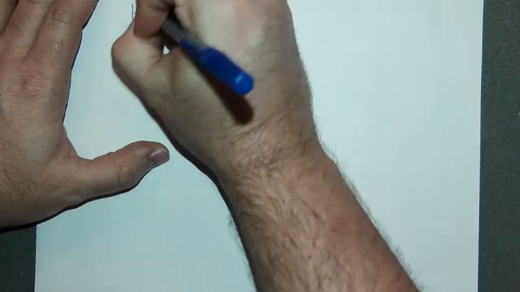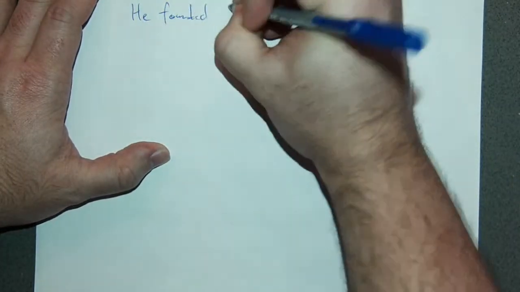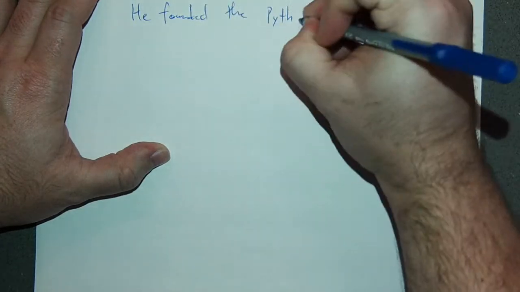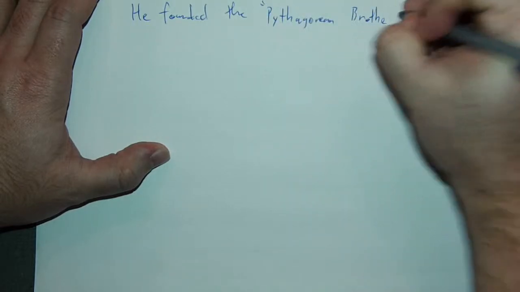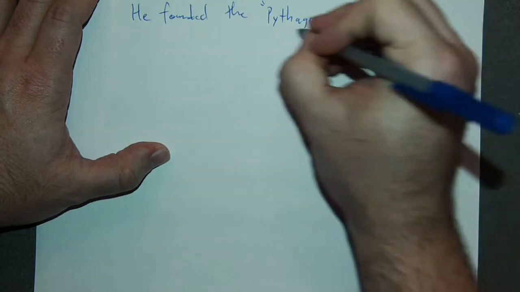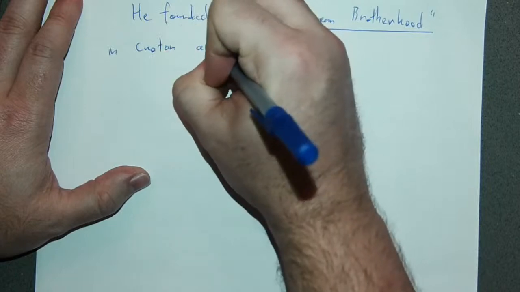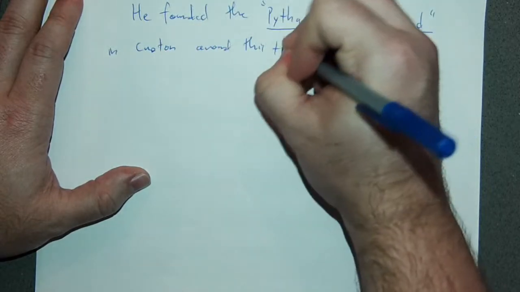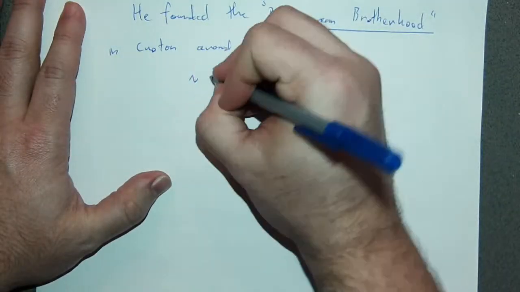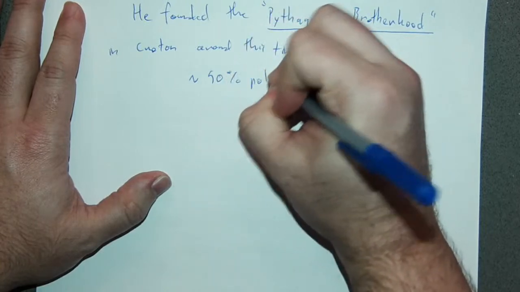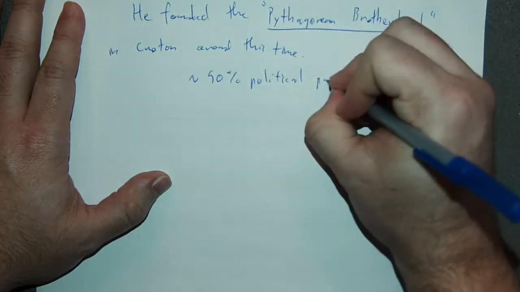So he founded the Pythagorean Brotherhood in Croton around this time. So it was about 50% a political party and 50% cult.